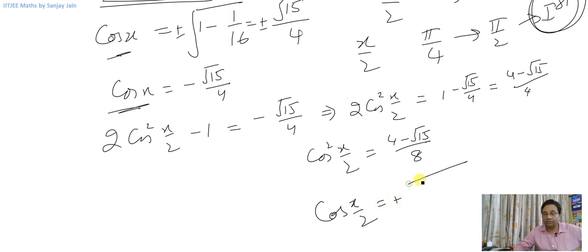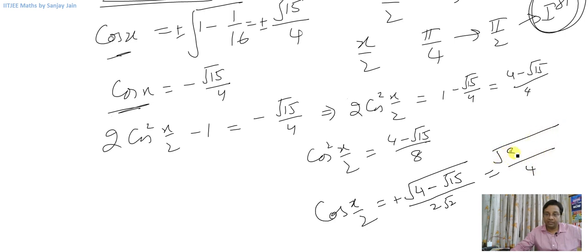So I'll take positive square root of this. So it will be positive square root of 4 minus root 15 divided by square root of 8, which is 2 root 2, right? If you want to rationalize it, you can write 4 here, and then inside I can write 8 minus 2 root 15. I have not considered negative value here because I have already ruled out the negative value, because I know x by 2 is in first quadrant. So this is my value for cos x by 2.